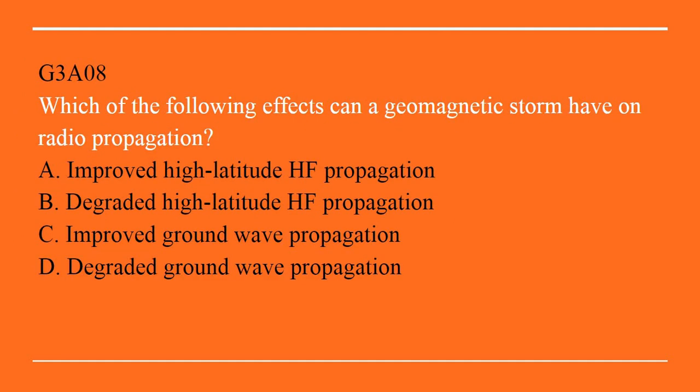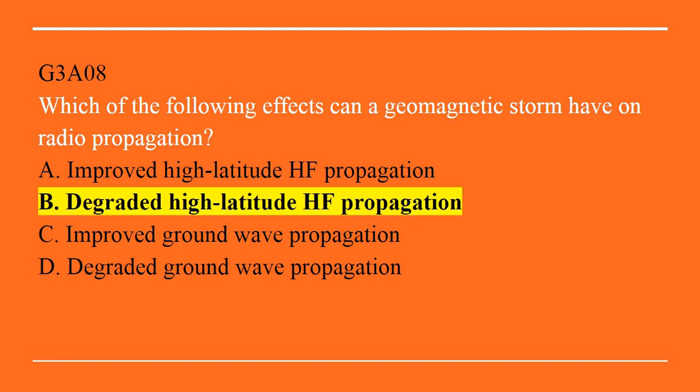G3A08, which of the following effects can a geomagnetic storm have on radio propagation? A. Improved high latitude HF propagation. B. Degraded high latitude HF propagation. C. Improved ground wave propagation. Or D. Degraded ground wave propagation. Correct answer is B, degraded high latitude HF propagation.